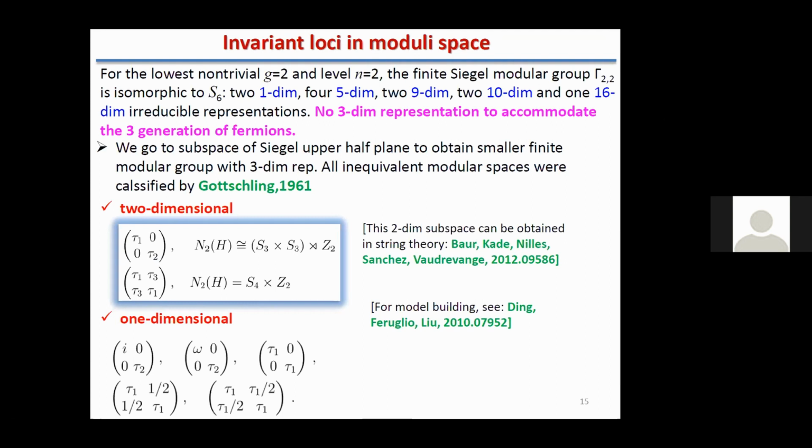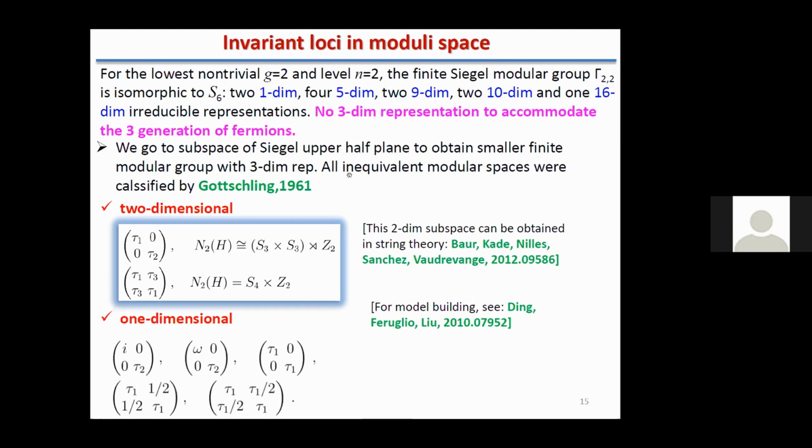We go to the subspaces of the Siegel modular space. That means we play in some smaller spaces. Then accordingly the finite modular group would become smaller. It can have smaller finite-dimensional representations, for example, with 3-dimensional representations. So we consider the subspaces.